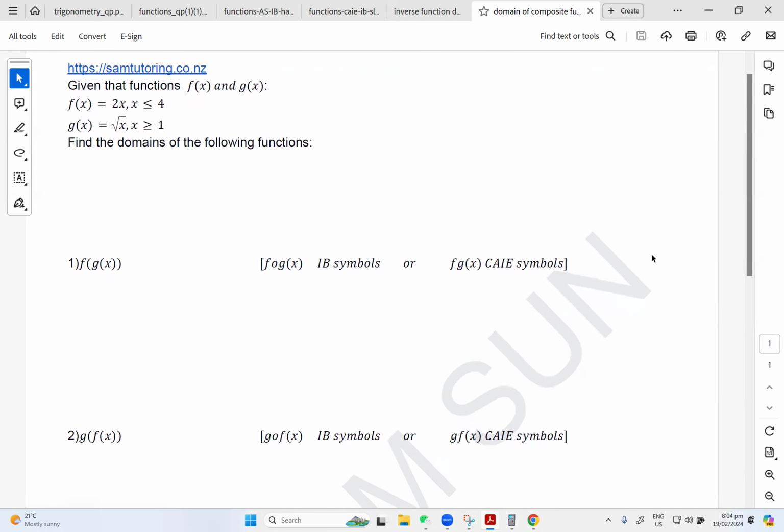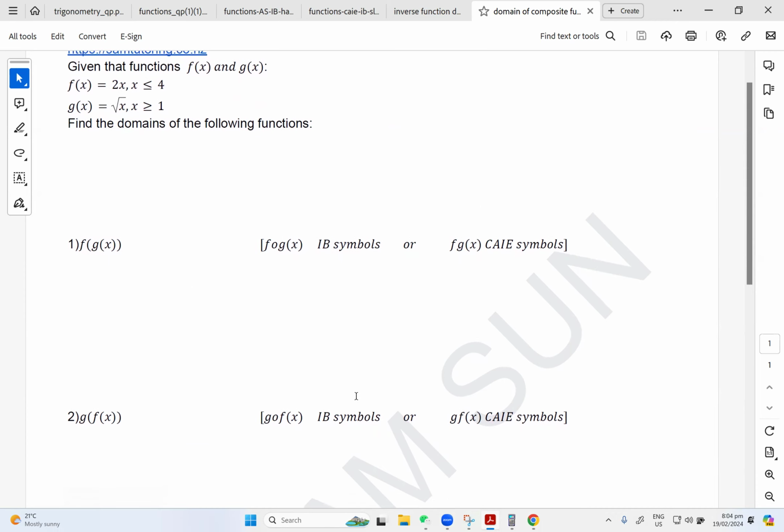We have two functions there. F(x) is just 2x. In some IB exams, they put a little circle in between the functions. Just a little o, yeah.